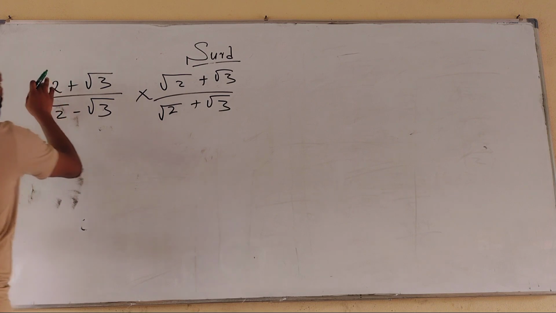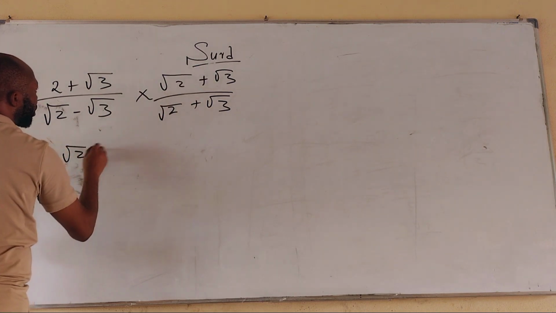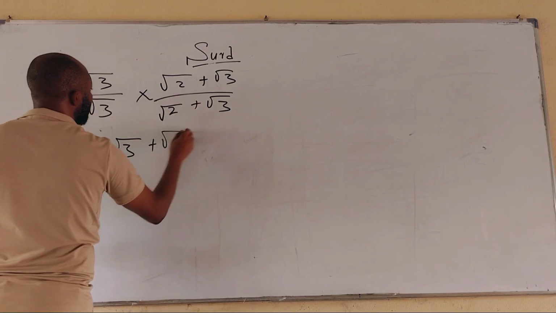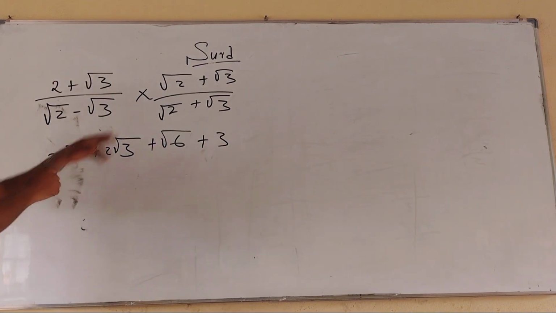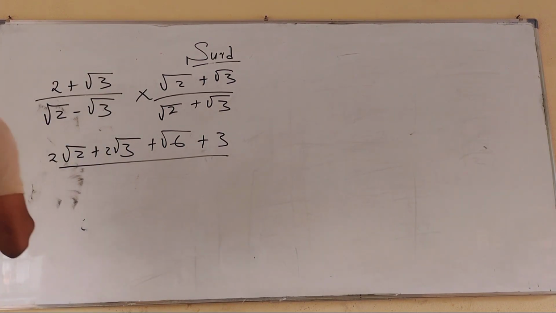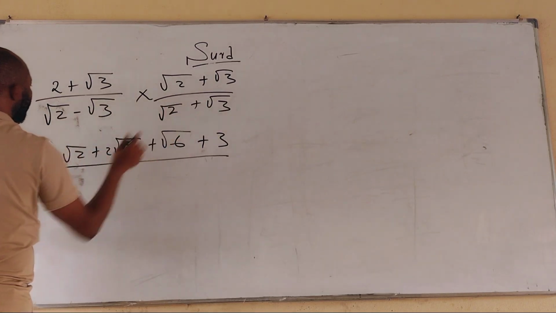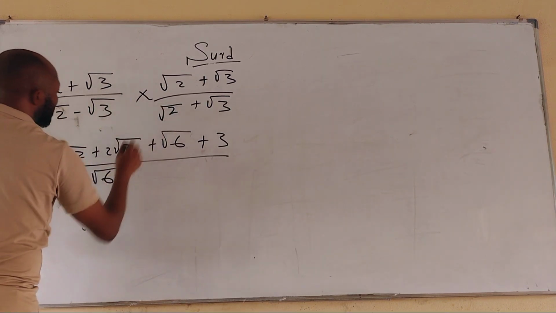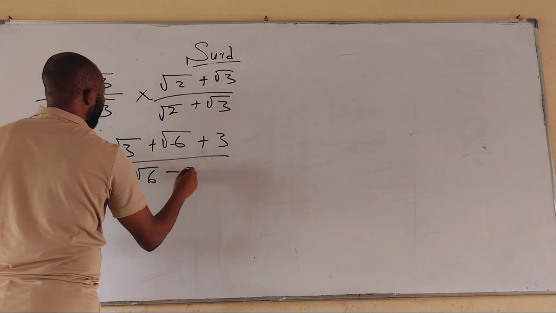Now we expand. 2 times root 2 is 2 root 2. 2 times root 3 is plus 2 root 3. Root 3 times root 2 is plus root 6. Root 3 times root 3 is plus 3. Don't forget that. We'll come back here. Root 2 times root 2 is 2. Root 2 times plus root 3 becomes plus root 6. Minus root 3 times root 2 becomes minus root 6. Minus root 3 times plus root 3 is minus 3.